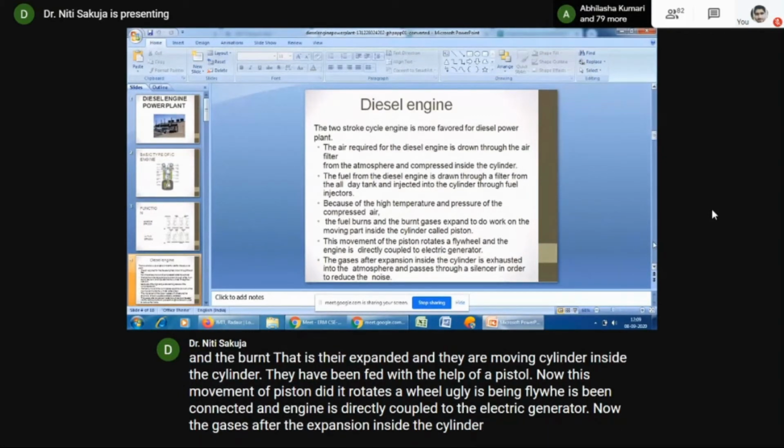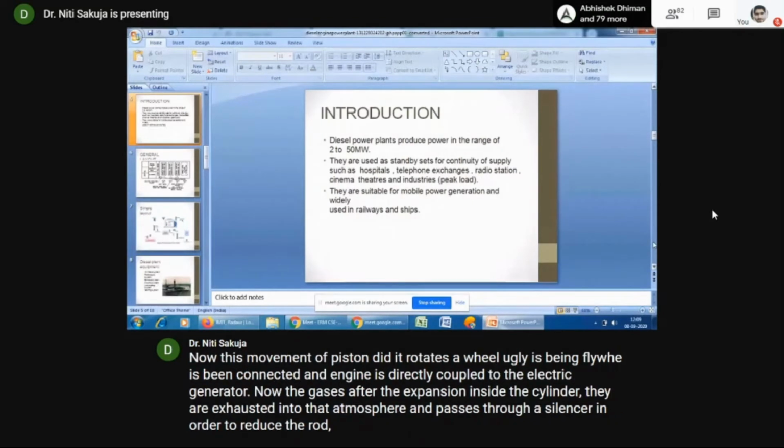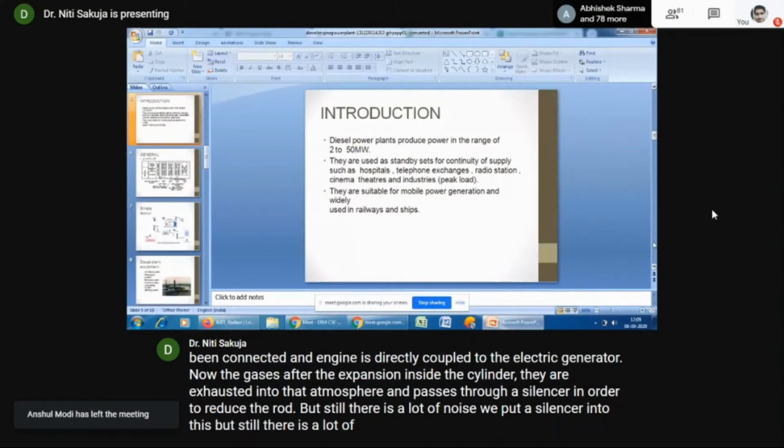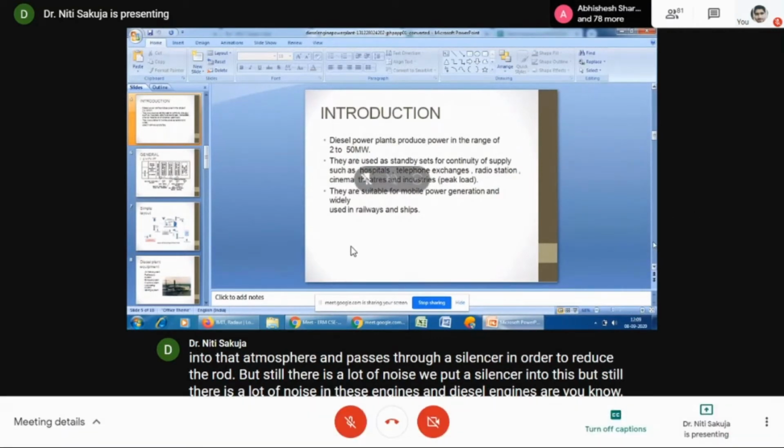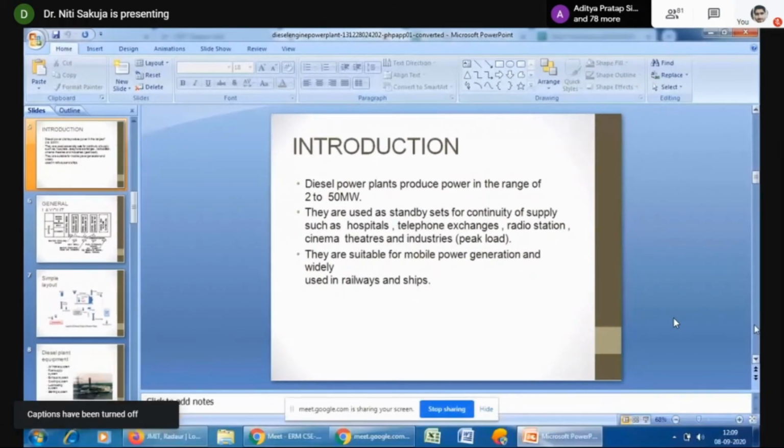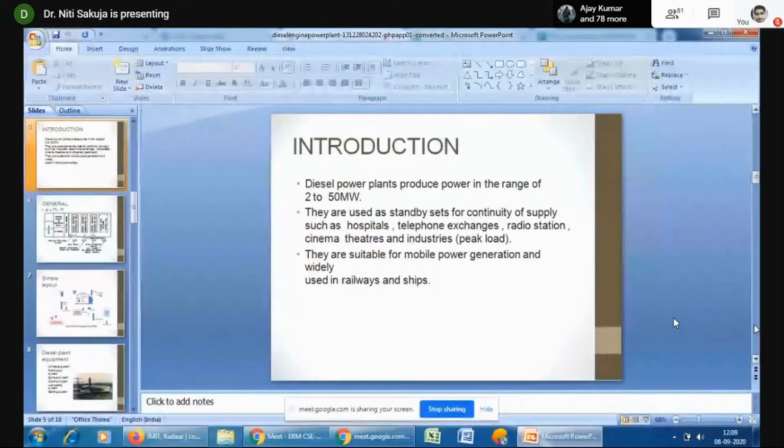Diesel engines are basically employed for a smaller range of electricity. They produce power in the range of 2 megawatt to 50 megawatt, and they are used as standby sets, like in homes, in hospitals, in telephone exchanges, radio stations, and big malls. We use diesel generated power as backups; we call them standby sets or backup sets for generation of power.